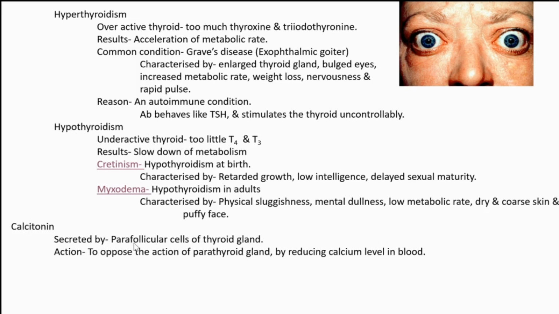It is secreted by the parafollicular cells of the thyroid gland, a type of cell seen in the thyroid gland. And what is its action? To oppose the action of the parathyroid gland. The parathyroid gland always tries to increase the calcium level in blood. That action is opposed by this calcitonin. It reduces the calcium level in blood.